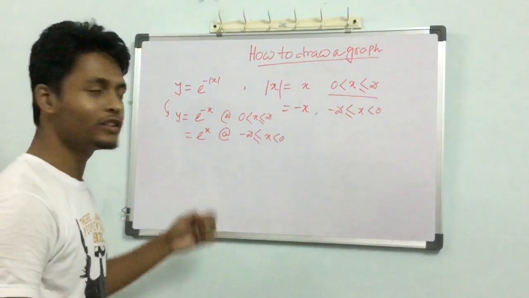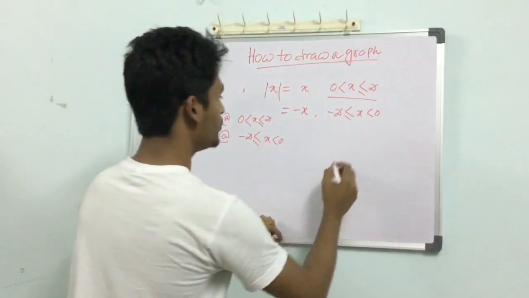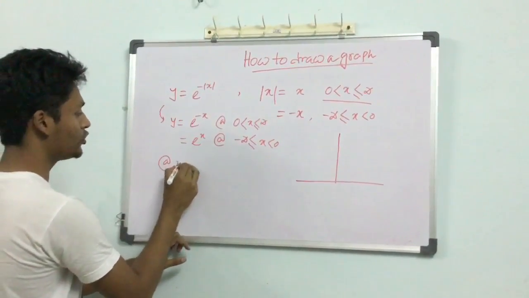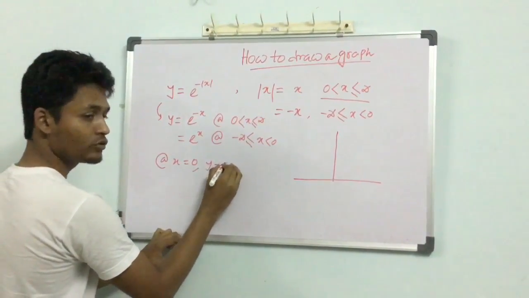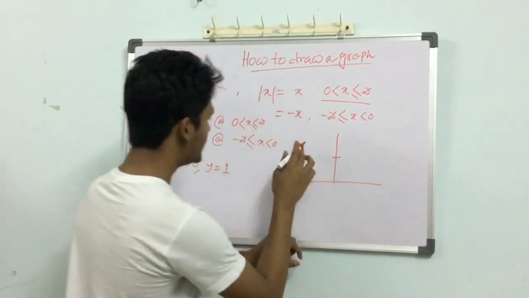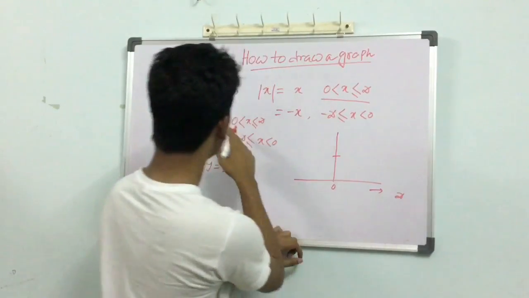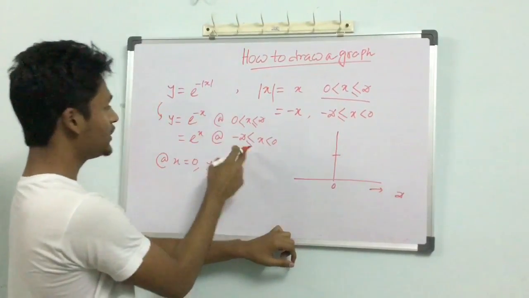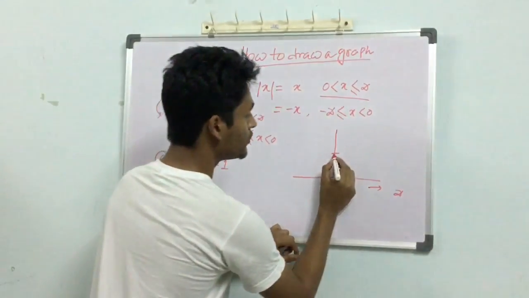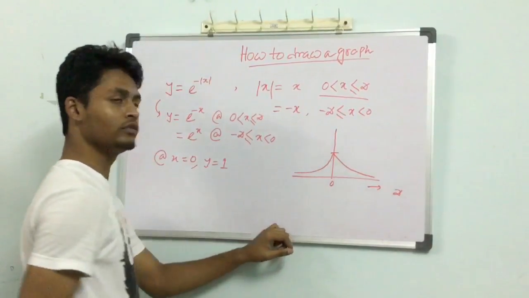You already know these two functions in my previous lecture. Okay, so this is going to be very simple for you. At x is equals to 0, y is equals to 1. So this is 1, and this part 0 to infinity, this part is like e to the power minus x, and this part it is like minus infinity to 0, it is like e to the power x. So this will be like this, and this will be like this.